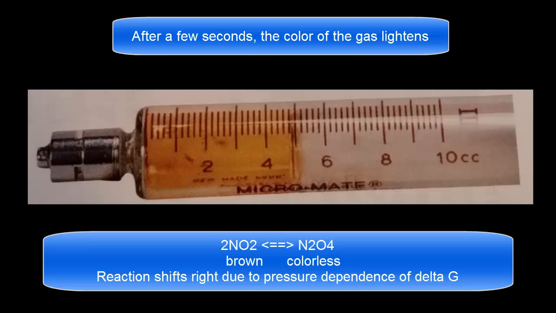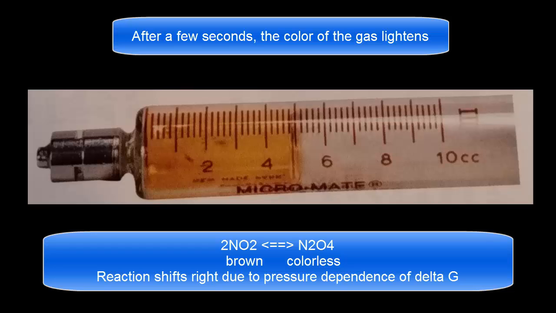But then after a few seconds, something really interesting happens. The color of the gas lightens. And this is because the equilibrium has been shifted to the right, favoring more N2O4, which is colorless, and less NO2, causing less brown color.